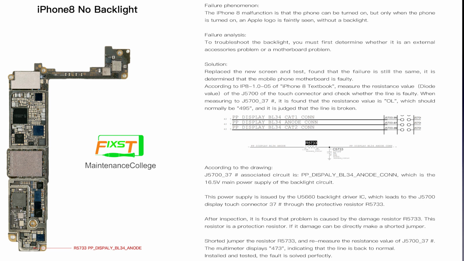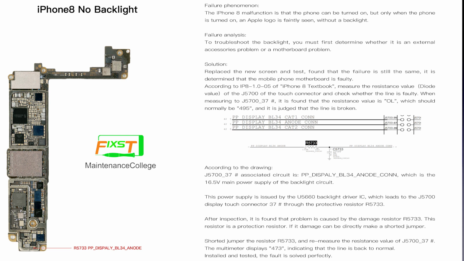To troubleshoot this backlight, you must first determine whether this is an external accessory problem or a motherboard problem. We replaced a new LCD to test first, right? After that, there is still a problem, so it is a motherboard problem. At first, we need to measure the resistance of the J5700 touch connector. This is the touch connector in the iPhone 8.